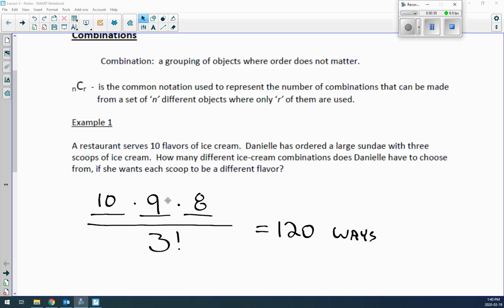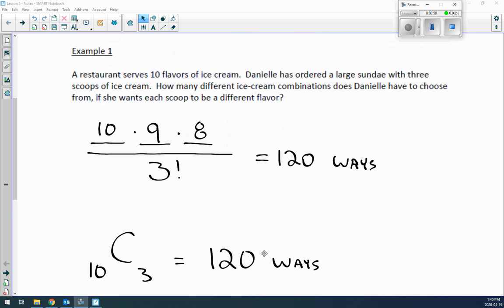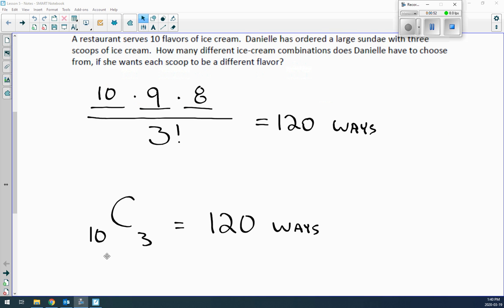Okay, so this person, Danielle, is getting a sundae with 3 different flavors. So we go 10 times 9 times 8. But what we do is divide it by 3 factorial, because we're talking about 3 scoops of ice cream and the order doesn't matter. That really will reduce the ways. So 120 ways. To put that in as 10 choose 3, you can plug that into your calculator much faster. You get your 120 ways.